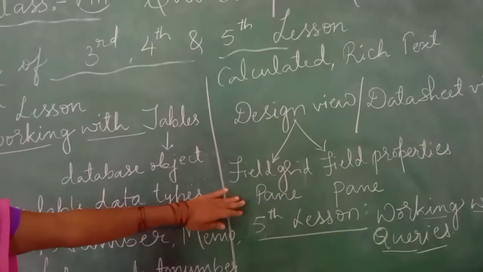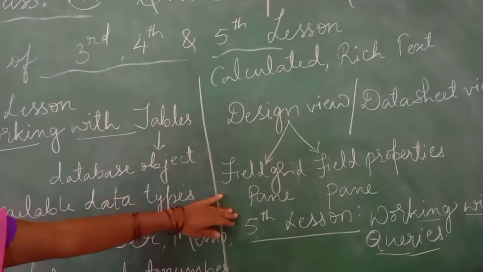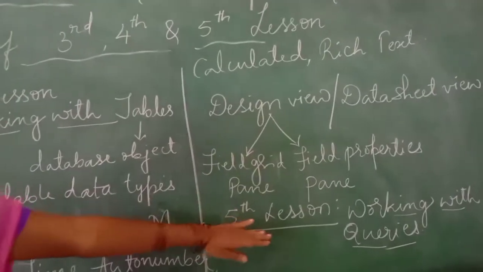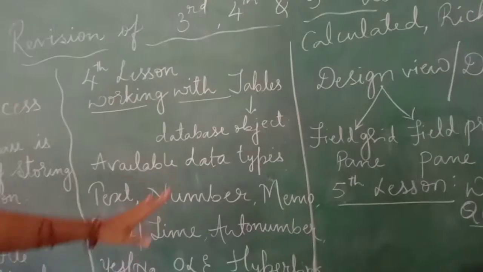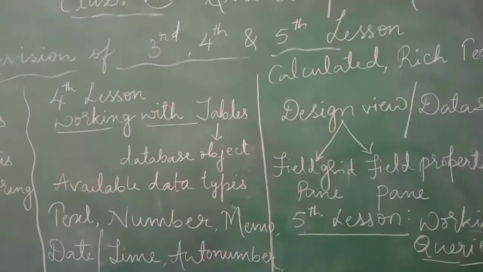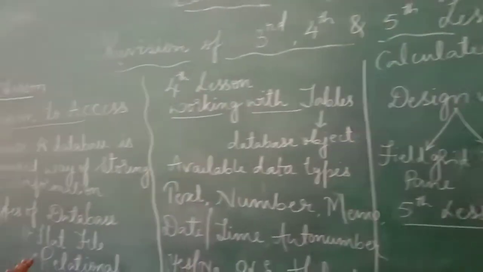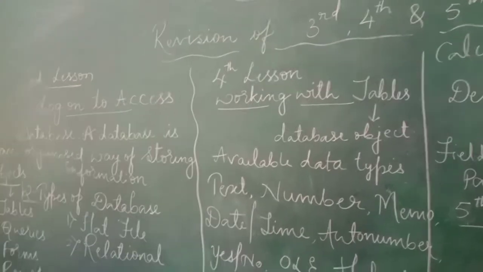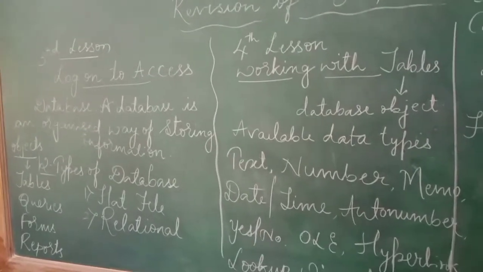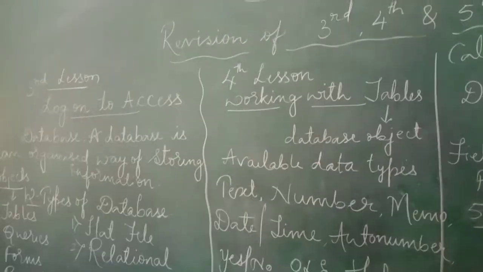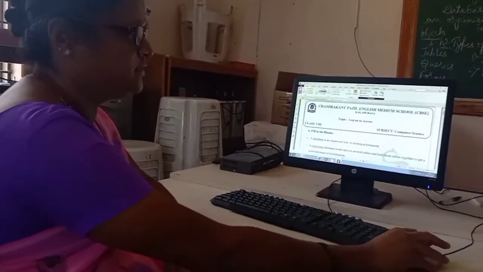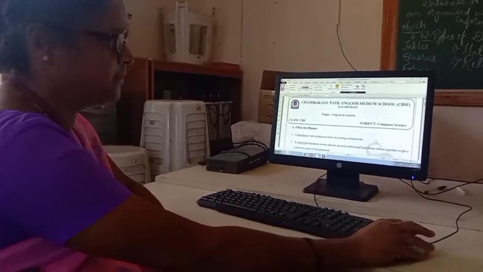The fifth chapter is all about working with queries. Query is also an object of a database. It's a simple question asked of a database. A database stores a vast amount of data, as you know, but queries help us to retrieve the filtered data based upon some conditions. Let's move to the revision of the exercises.